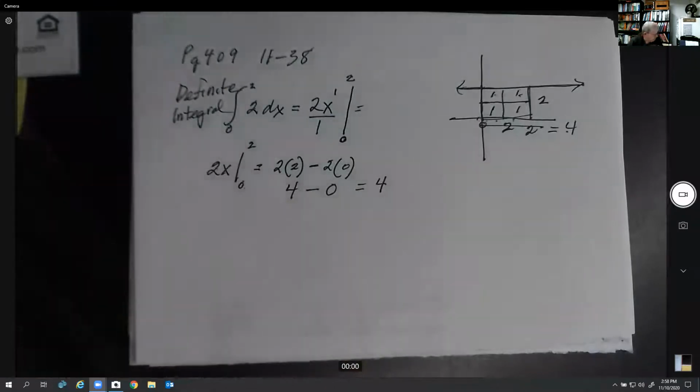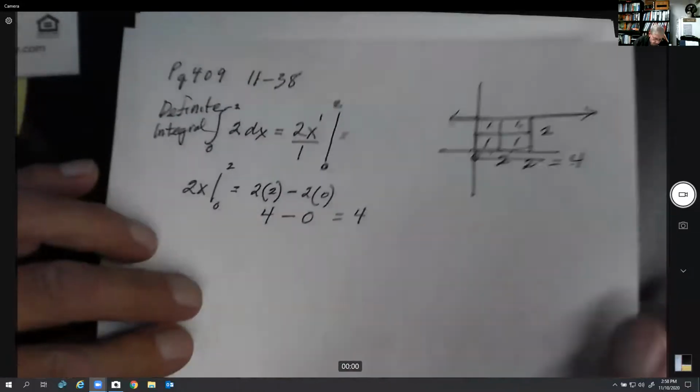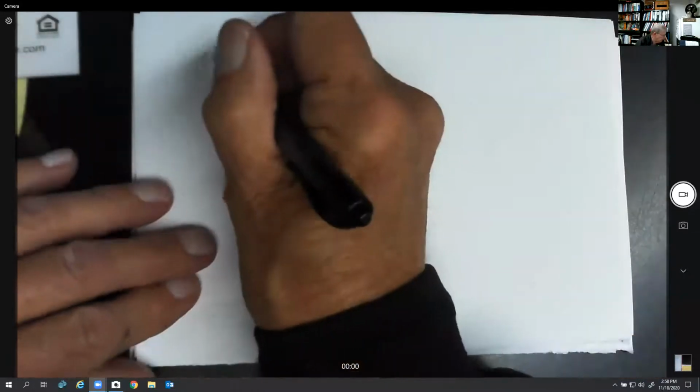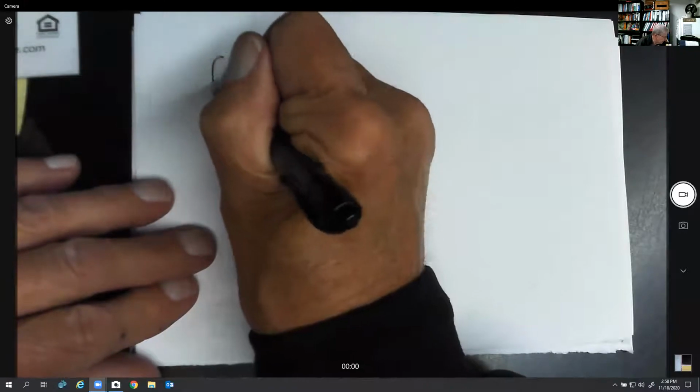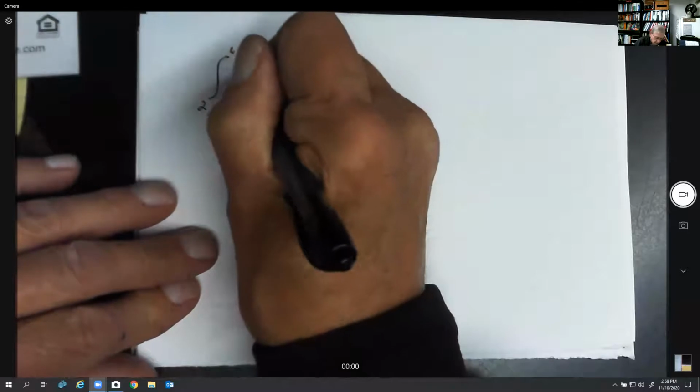All right, so let's try one that's a little bit harder. That one was pretty easy, and this one won't be too much harder. Okay, we have this integral, and this one goes from 2 to 6. And the integral is 3 dx.